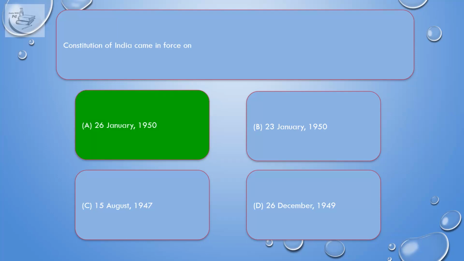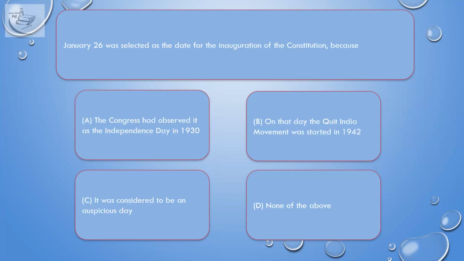Correct answer is A. the 26th of January 1950. Question: January 26 was selected as the date for the inauguration of the Constitution because A. the Congress had observed it as the Independence Day in 1930. B. on that day the Quit India movement was started in 1942. C. it was considered to be an auspicious day. D. none of the above.